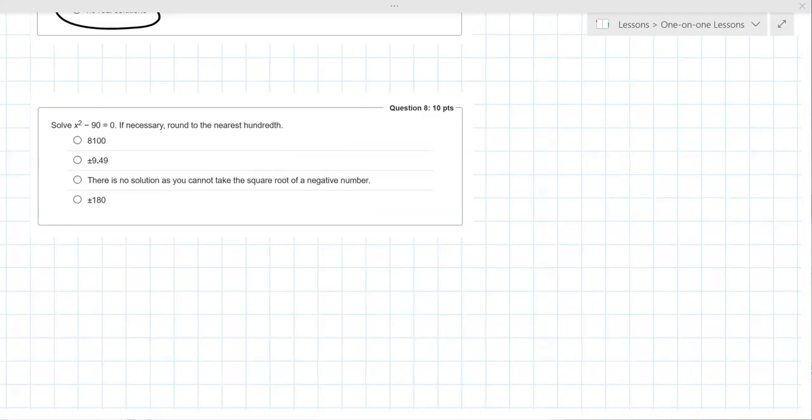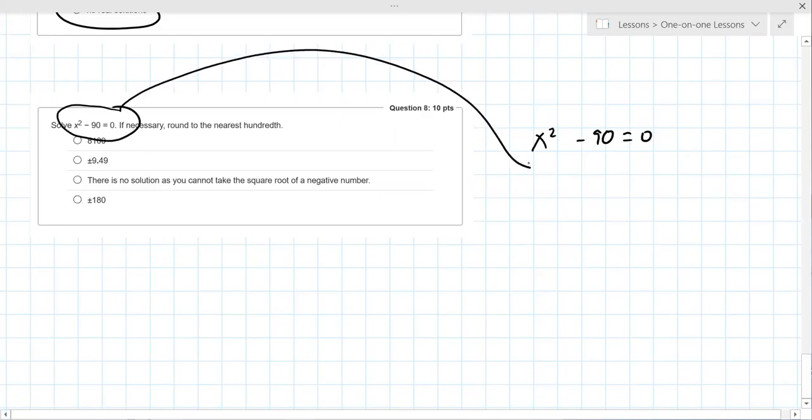I get 9.49 plus or minus. Yeah, so x squared minus 90 equals 0. Sometimes what I used to do is I wouldn't even write this. I would look at what's given here and say, I'm going to move that 90 over, so it equals 90. Yeah, that's what I'm doing. So plus or minus square root of 90.